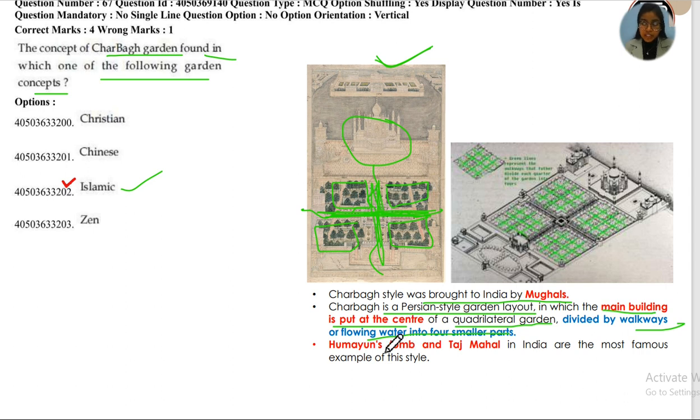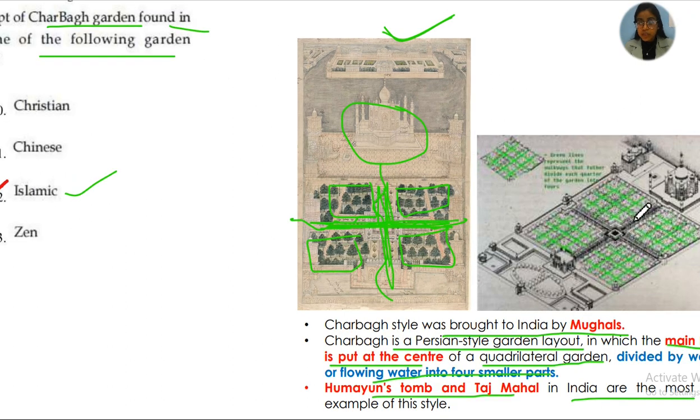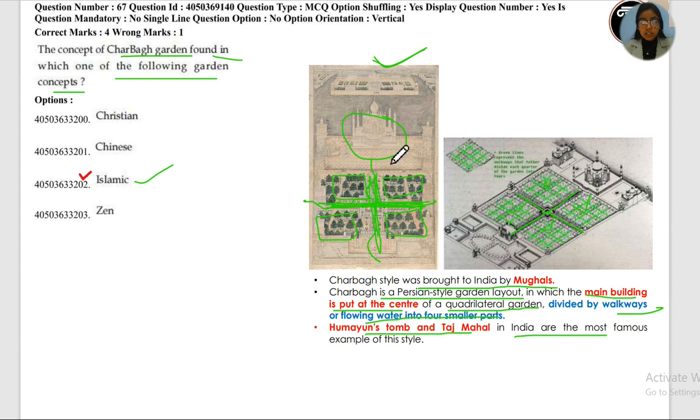And the best examples of the Char Bagh concept in India are Humayun's tomb and the Taj Mahal. This is the image of Humayun's tomb. Here you can see this Char Bagh, and this is the flowing water into the four smaller parts. So this is relatable now.